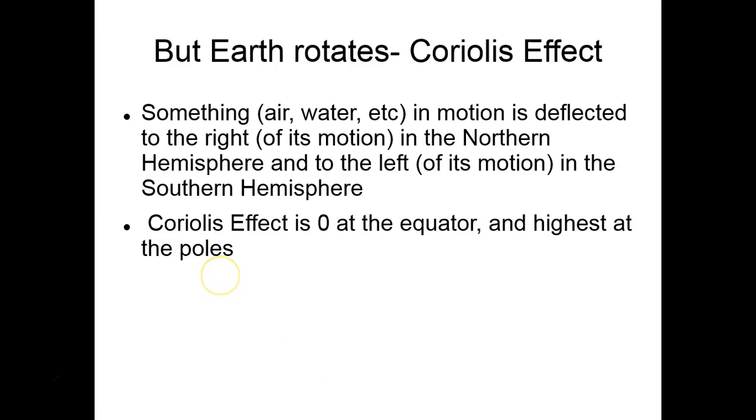But it doesn't work that simply because the Earth rotates, and that creates something called the Coriolis effect. The Coriolis effect deflects the movement of air around our planet. Something that's in motion, for example air or water, will be deflected to the right of its motion in the northern hemisphere and to the left of its motion in the southern hemisphere. Along the equator, the Coriolis effect is 0, which means it's not deflected in either direction. The farther you go from the equator, the greater the Coriolis effect is.